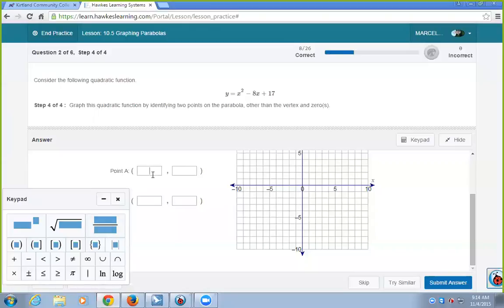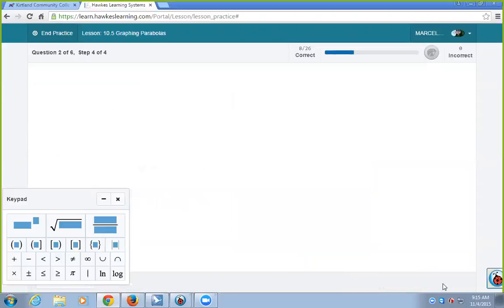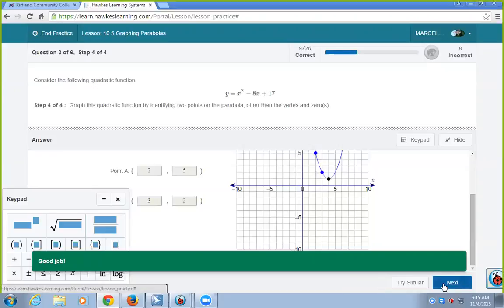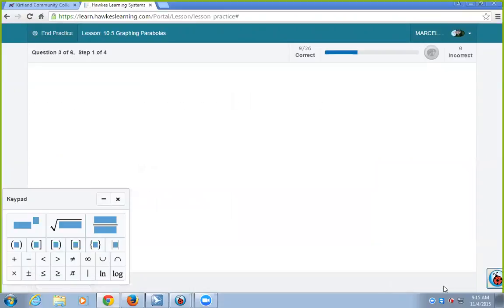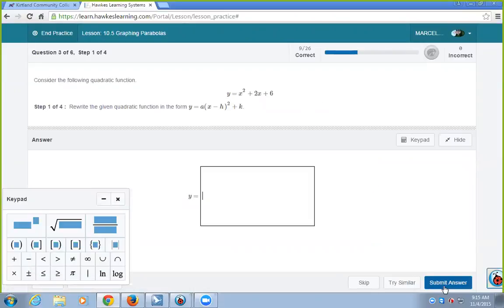So 2 points might be 2 and 5. But make sure you pick them so they fit within your graph. And then we need to pick another pair of points. So we might pick 3 and 2. And hit submit. So you get your answers in there.